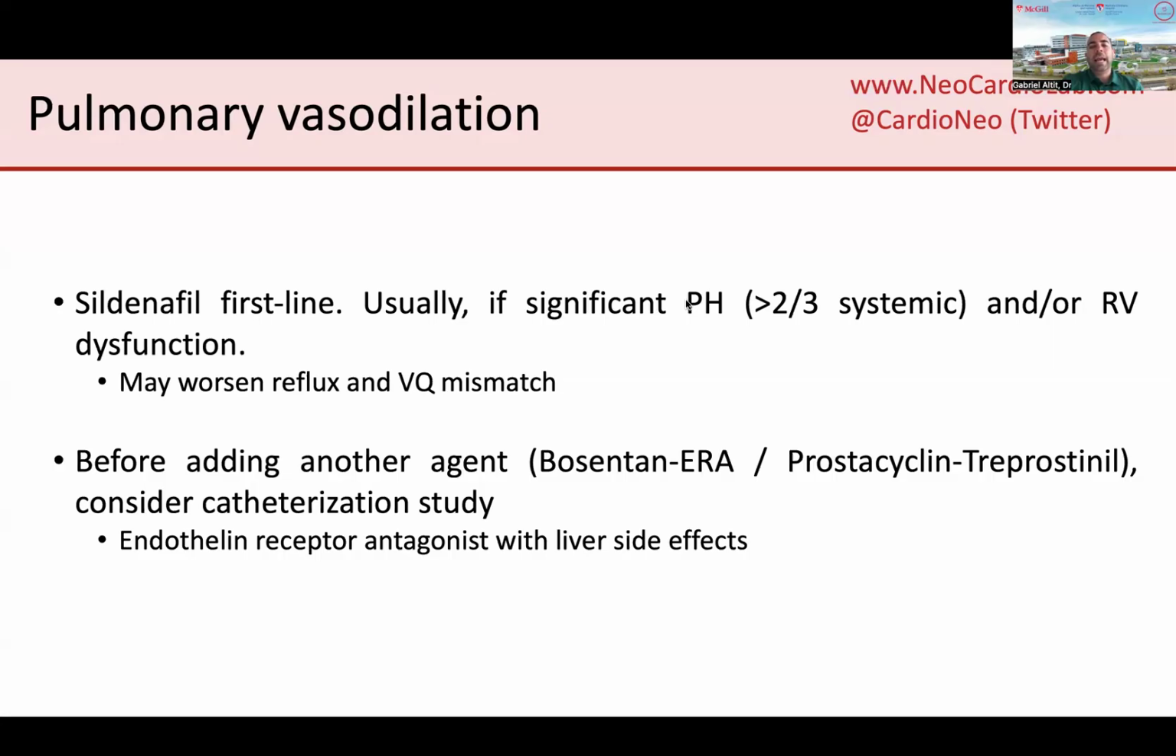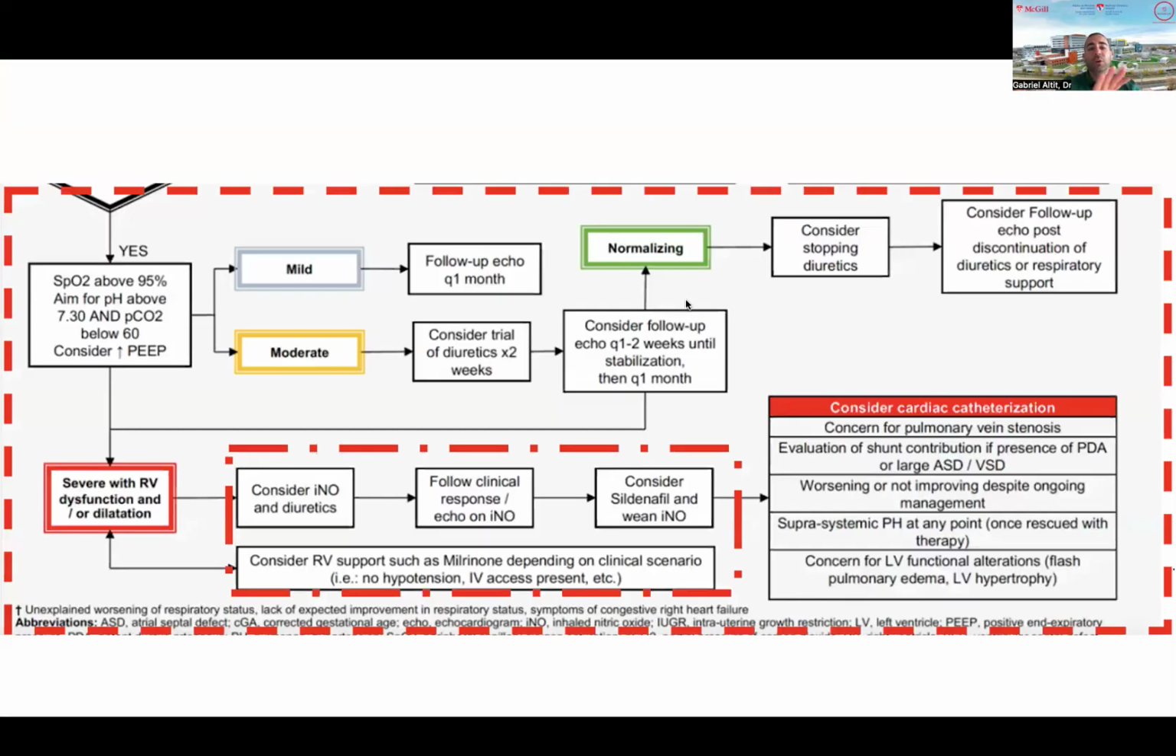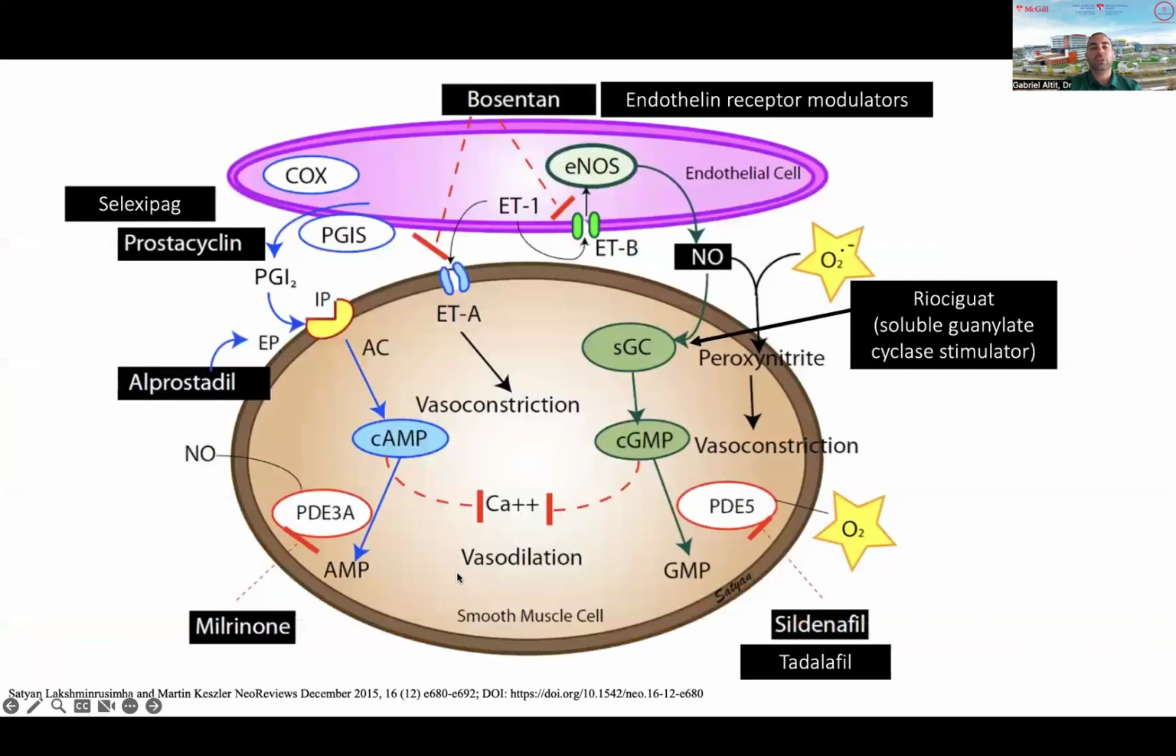And really, before adding any kind of other secondary therapies, we would consider a catheterization study. And all of these would be made as a decisional process involving a multidisciplinary team. So I've put here basically when we would start these treatments. You see here mild, moderate is mostly the diuretics trial with oxygenation improvement and ventilation improvement. And then if it's severe and you get RV dysfunction, that's when we start considering iNO, diuretics plus or minus some degree of RV support or even sildenafil in these particular patients.